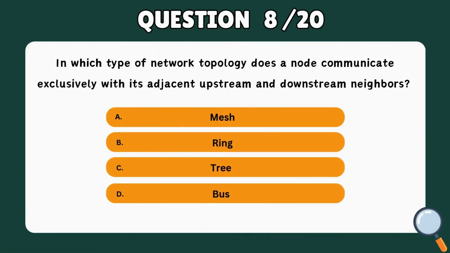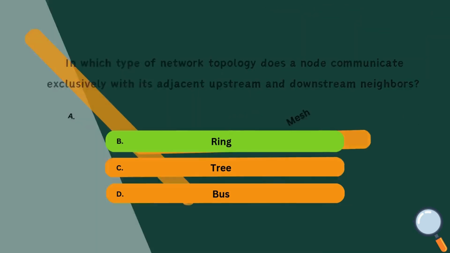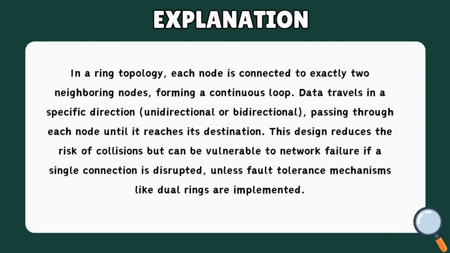Question 8. In which type of network topology does a node communicate exclusively with its adjacent upstream and downstream neighbors? A. Mesh. B. Ring. C. Tree. D. Bus. Correct answer: B. Ring. In a ring topology, each node is connected to exactly 2 neighboring nodes, forming a continuous loop.